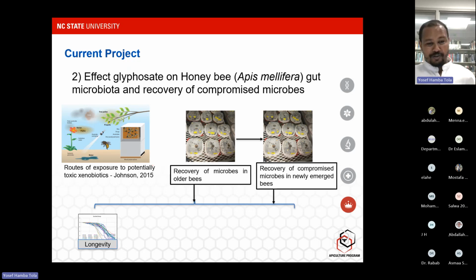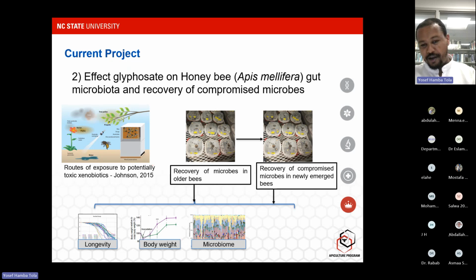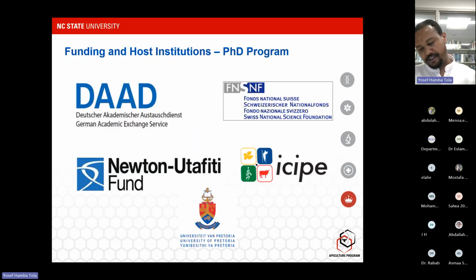From this, I'm going to get how the herbicide exposure affects bee survival and also their body weight. If they are not producing enough metabolites or are not healthy, it may reduce their body weight. In addition, I look at the microbial composition, diversity and abundance. And finally, I will also measure the metabolites from individual bees to see how the herbicide is affecting them.